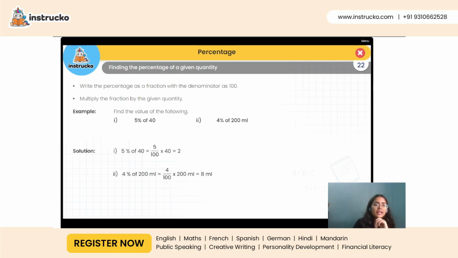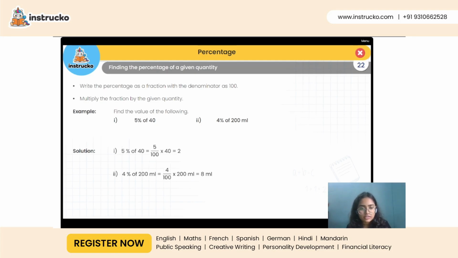We just went through the steps, we'll go through them again. You write the percentage as a fraction with the denominator as 100. So if you have 4%, you write it as 4 by 100, and then you multiply the fraction by the given quantity. In our first example, 40 pencils was our given quantity and our fraction was 5 by 100. So you multiply 5 by 100 with 40, and you get the answer 2. So when I say I have 5% of 40 pencils, what I basically mean to say is I have 2 pencils.